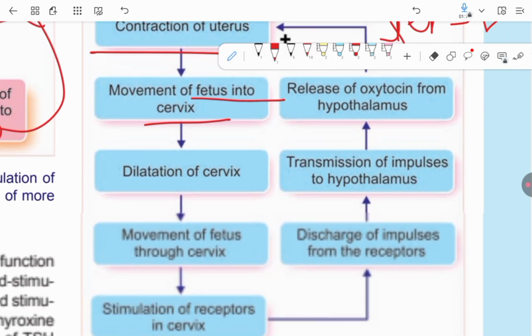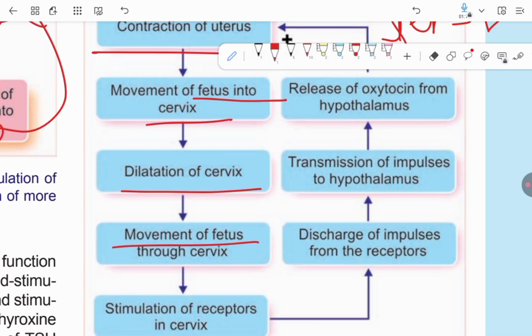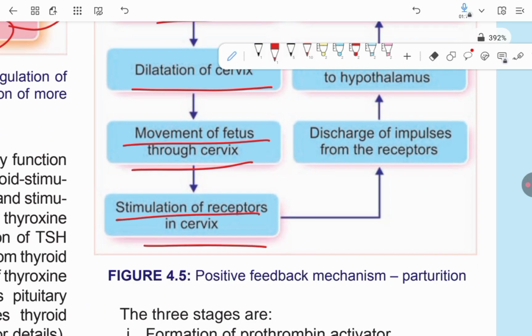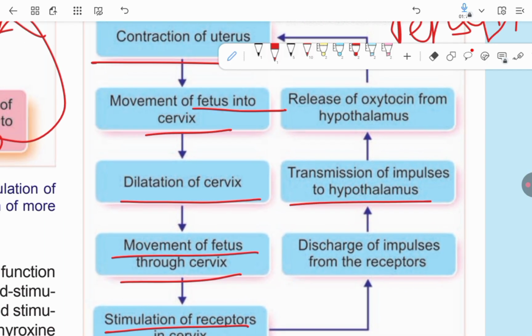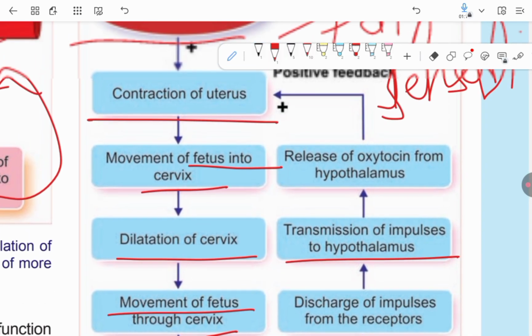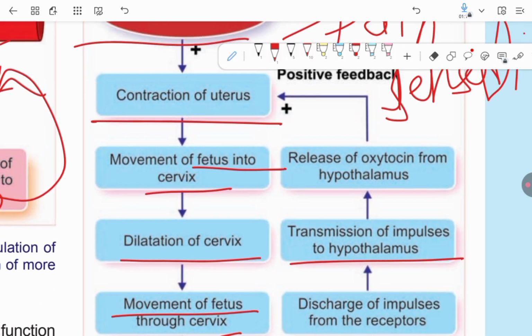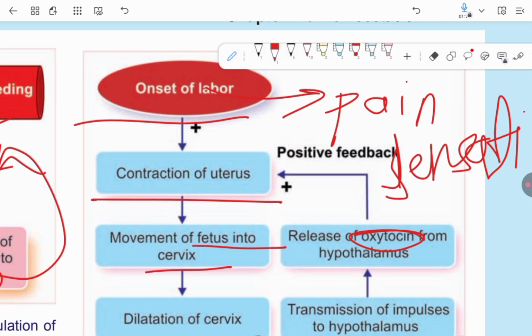So there is movement of the fetus through the cervix, and stimulation of receptors in the cervix. There is discharge of impulses from the receptors and transmission of the impulses to the hypothalamus. The hypothalamus secretes a hormone called oxytocin, and this oxytocin is responsible for the contraction of uterine muscle. So the delivery of the baby will occur due to the contraction of the uterus. This is an example of the positive feedback mechanism.